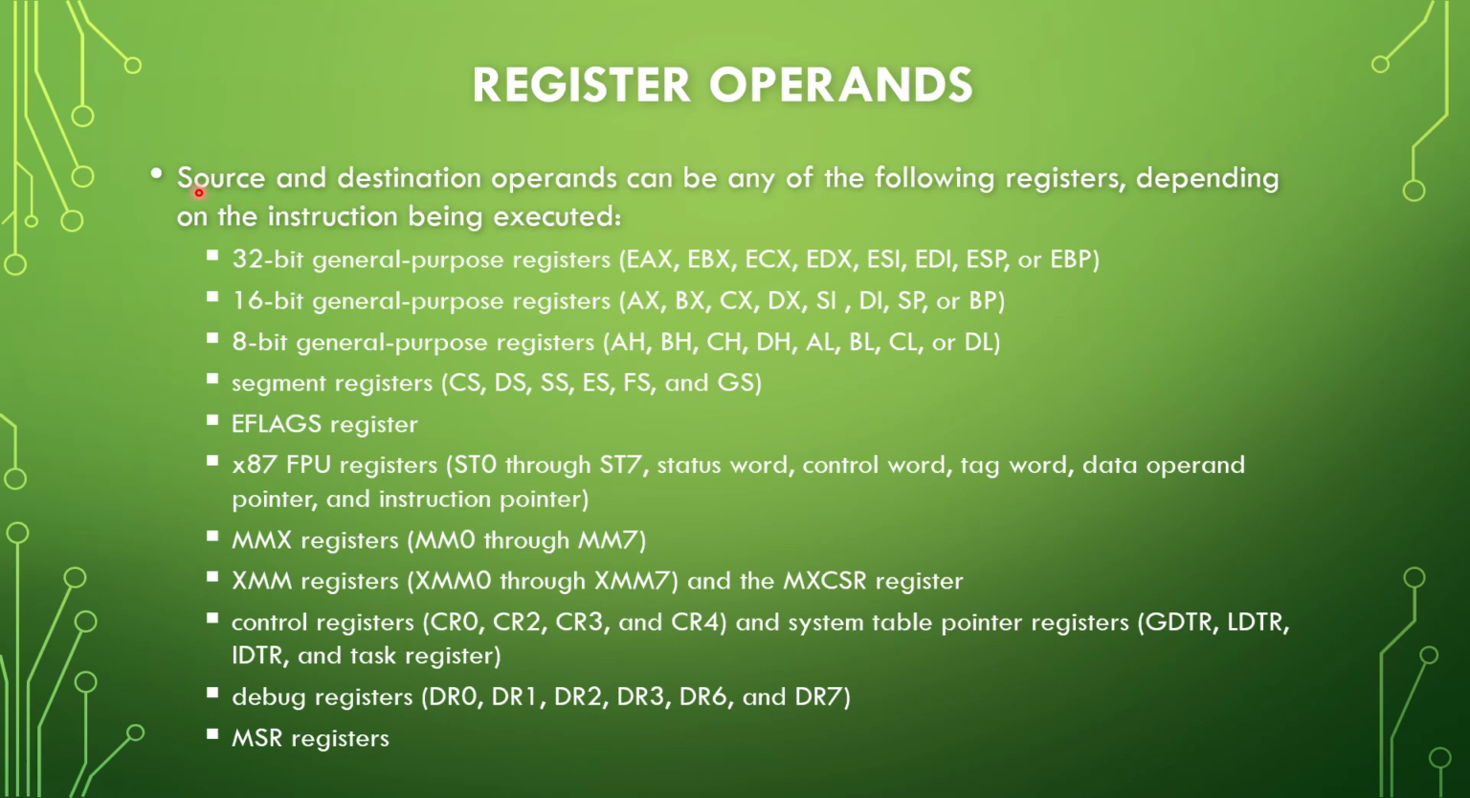Next is the register operands. Here the source and destination operands can be any of the following registers, depending on the instruction being executed. It can be a 32-bit general purpose register like this, or a 16-bit general purpose register, or an 8-bit general purpose register. And it can be a segment register, EFLAGS register, or x87 FPU register, MMX register, XMM register, these are all multimedia registers. Control registers, debug registers, MSR registers. So this register operand can be any one among these.